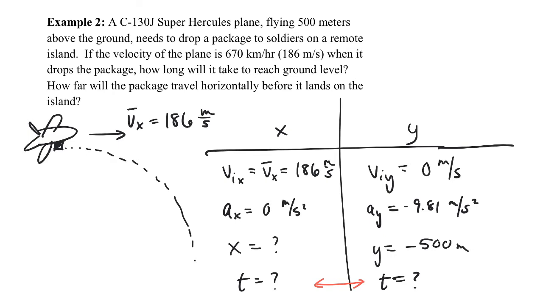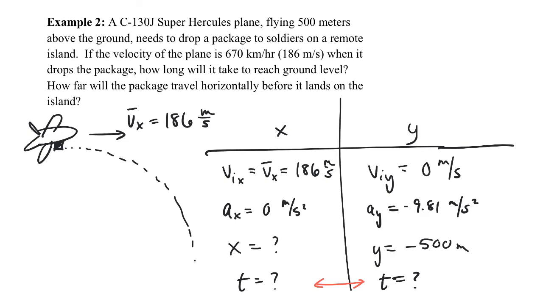Wait, why is the VIY 0? Again, this plane is traveling horizontally. When it drops the package, what is the velocity? It doesn't throw it down. It drops it, right? And a drop is like the free fall, right? Anytime an object is physically dropped, the plane does this, and then drops it, its VIY has to be 0.